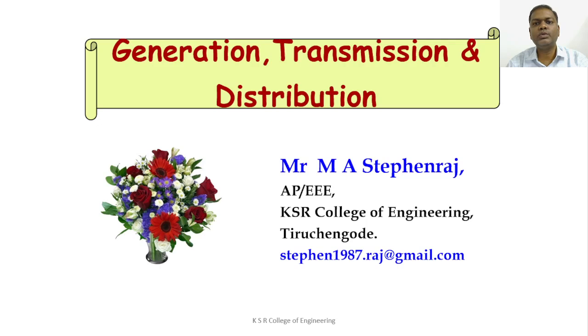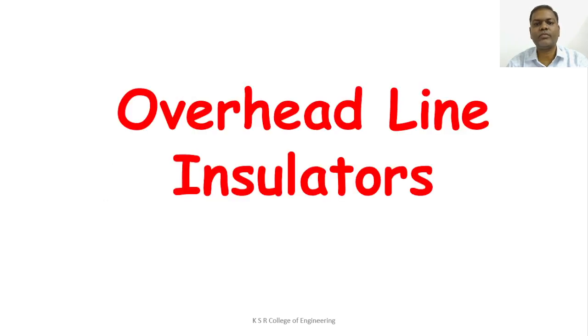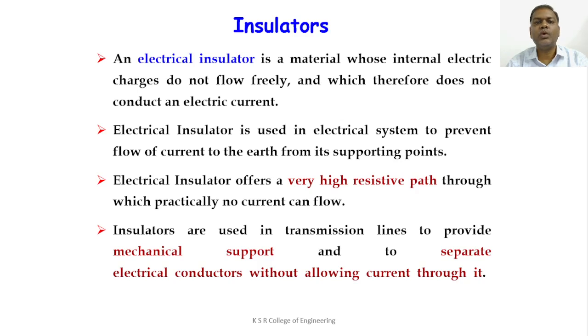Today we are going to discuss the topic of insulators, which are used in overhead lines. Now, what is an insulator? An insulator is a material in which charges do not flow freely, and which therefore does not conduct an electric current. Insulators normally offer a very high resistive path, so practically no current can flow in them, and the insulator also provides mechanical support for the electrical conductor.